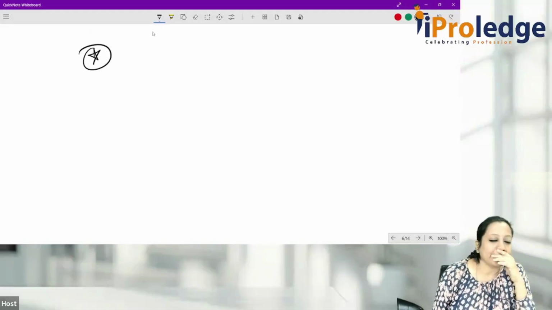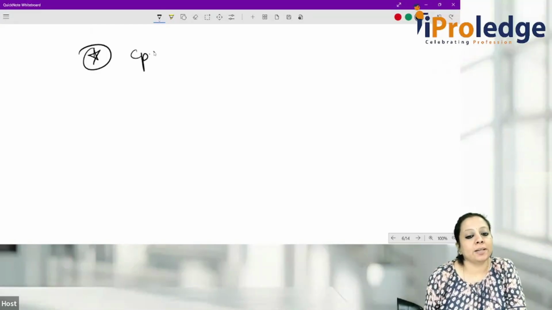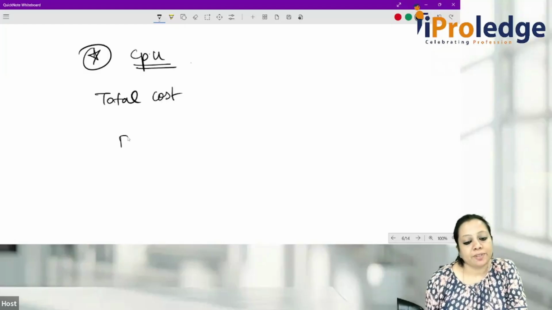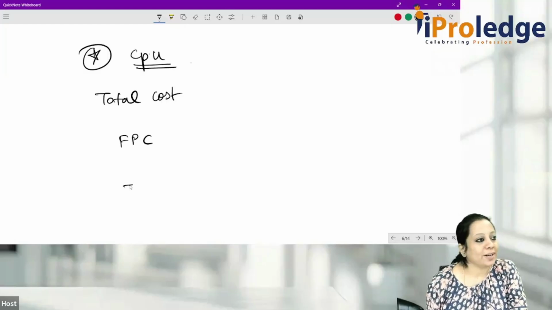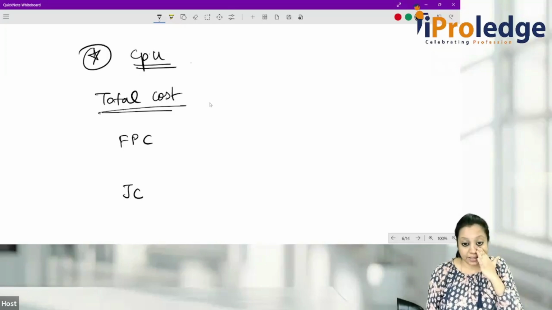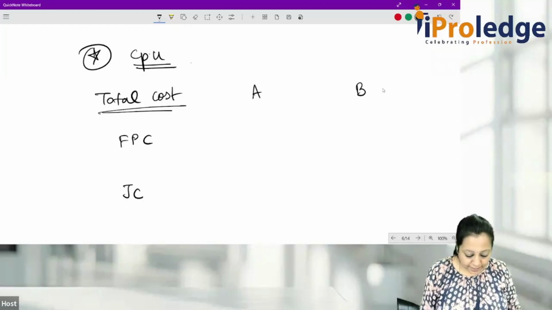What have they asked for? Statement showing cost per unit, I think. Very similar to the previous question, no? Cost per unit. So let us find out the total cost. We all know that the total cost is always going to be further processing cost and joint cost. Any order we can write. So now further processing cost and joint cost. So we have A and B here.